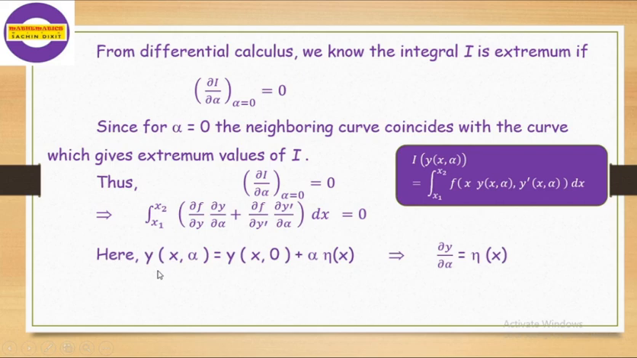Now here y(x, alpha) is equal to y(x0) plus alpha into eta(x). That means if we find its derivative with respect to alpha, what do we get? ∂y/∂alpha is equal to eta(x), because the first term y(x0) does not contain any alpha term. Hence its derivative with respect to alpha is eta(x).